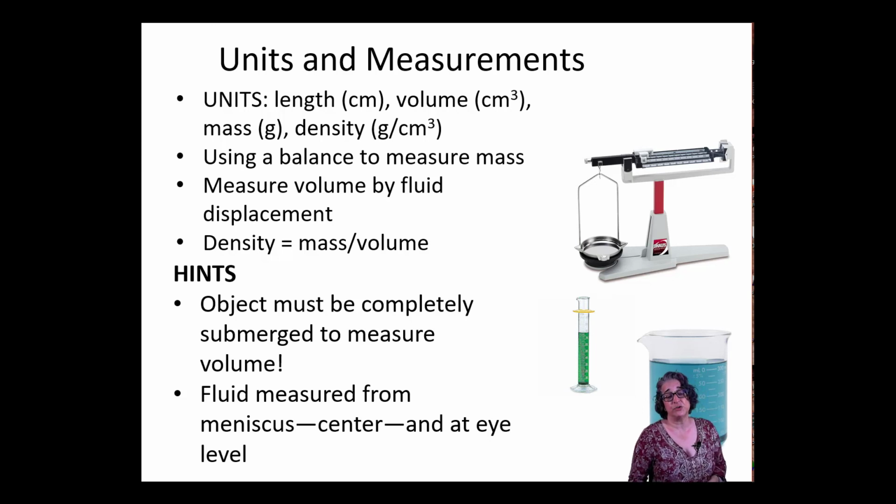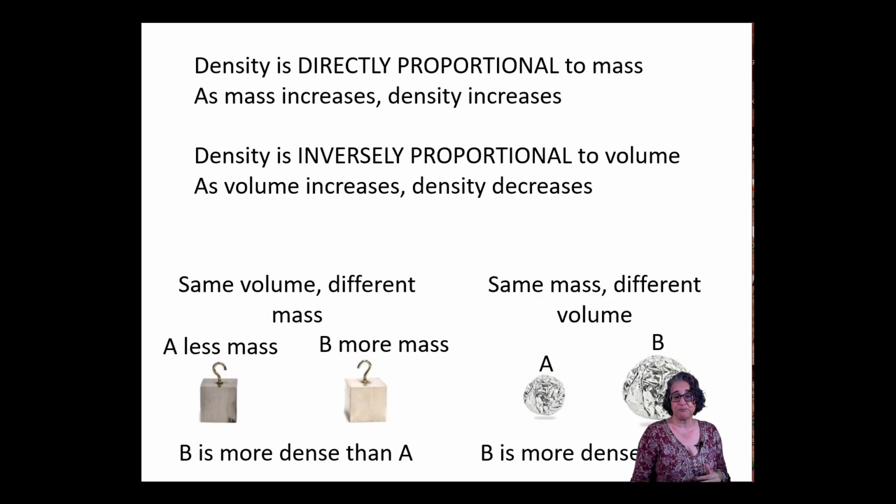And when you're measuring fluids within a beaker, you want to make sure that you measure from the meniscus, which is the center line of the fluid. The fluids are going to rise up a little on the edges of your beaker or your cylinder. So you want to get your eye right down to the meniscus level so that you can accurately measure the fluid displacement.